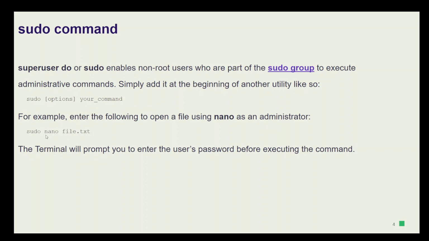One example is nano file.txt. Consider that if you are running nano file.txt, it will give an error saying you don't have access or privileges to use nano on this particular file. But if we use sudo, which is short for superuser do, it will ask us to enter the password. Once we enter the password, we can run the command with administrative permission. So this is the sudo command.